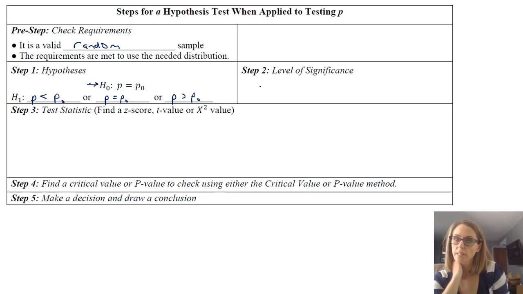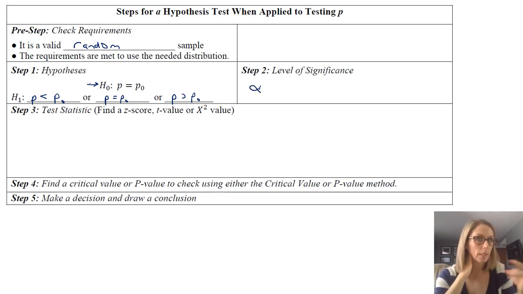You also need your level of significance, and this is typically given to you within the problem. Remember, that's the probability of a type 1 error. That's why we need it, because we have to say that there's some probability there and what we're willing to accept.